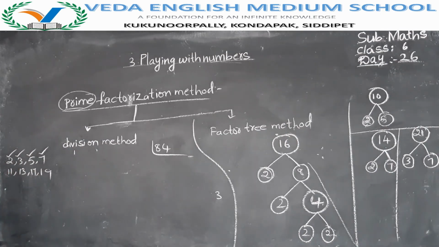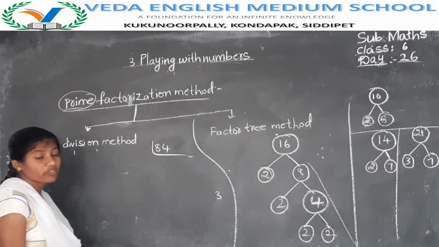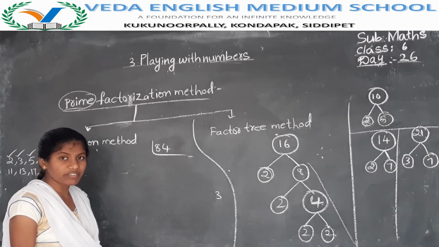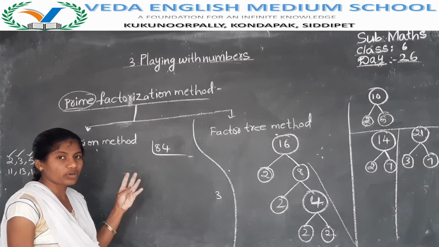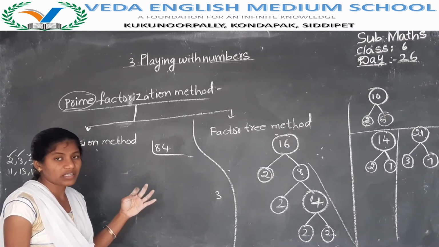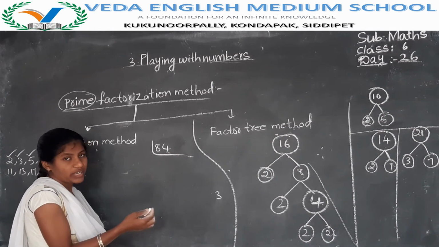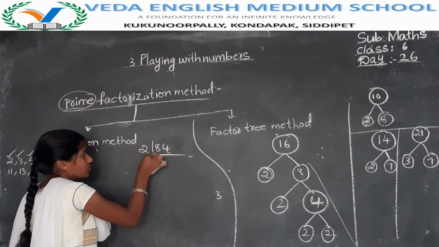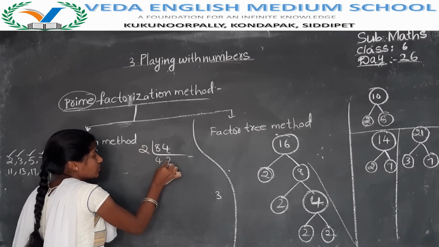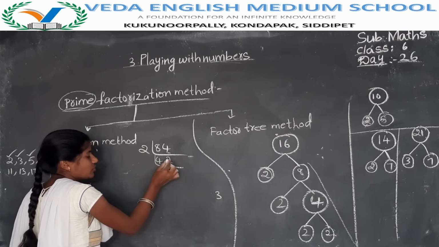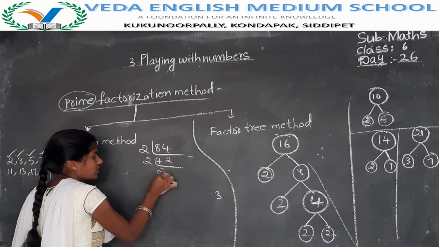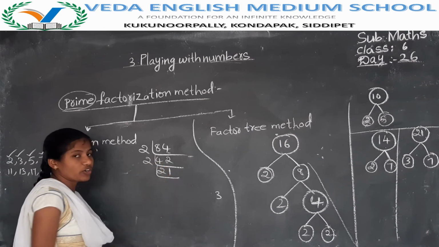Is 84 divisible by 2? Yes, it is divisible, because already we have learned divisibility rules. If we have 0, 2, 4, 6 or 8 in the ones place, then the number is exactly divisible by 2. In the ones place we have 4. So 84 is divisible by 2. 2 4s are 8, 2 2s are 4. Now again 42 is also divisible, 2 21s are 42. But this 21 is not divisible by 2.